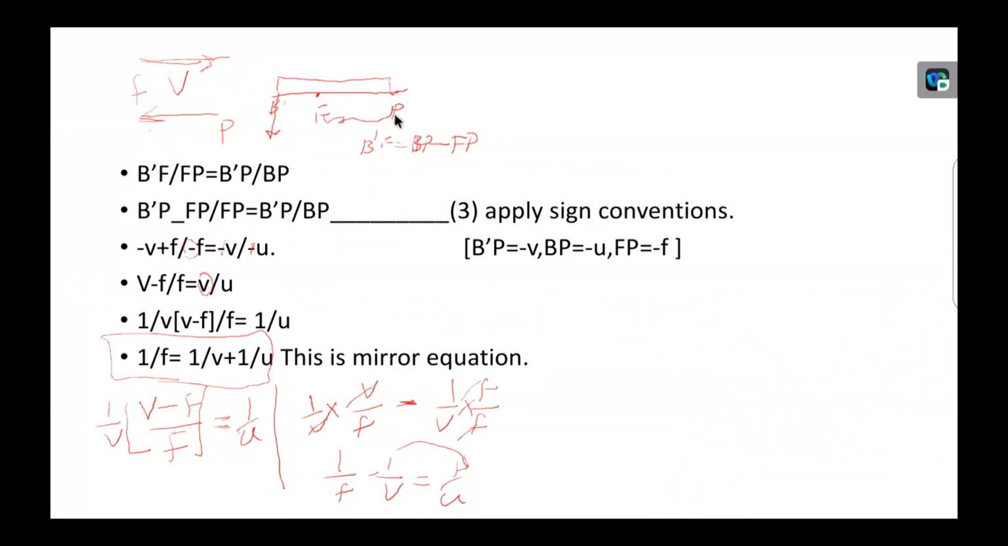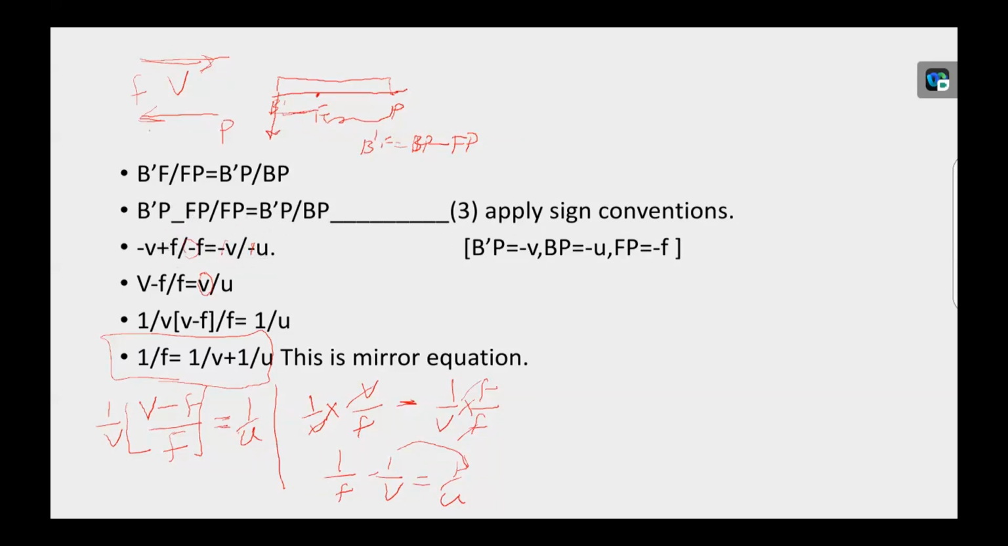If we subtract the distance from the focal point to P from the image distance, it becomes equal to B dash F. We substitute that in the numerator: B dash P minus FP by FP equal to the RHS as it is, that is image distance by object distance. Substitute the corresponding terms for focal length, object distance and image distance. We have got image distance as minus V, focal length minus F, and object distance minus U.